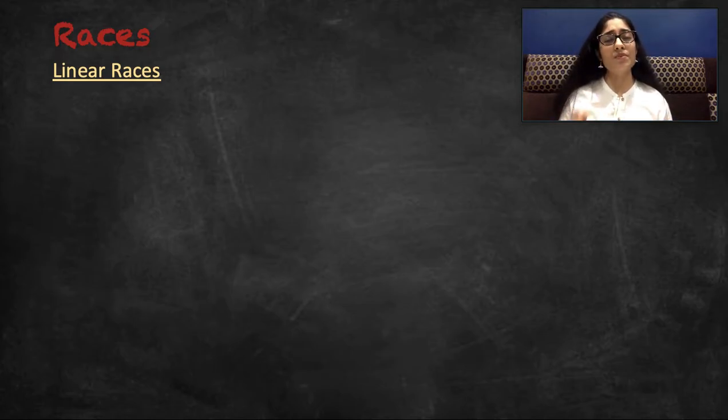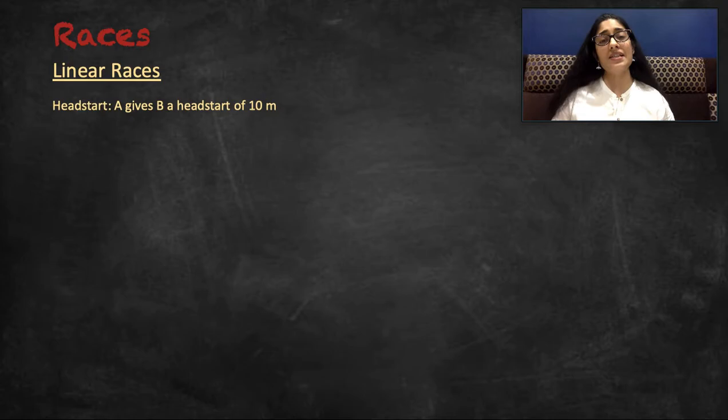Moving ahead to the next concept for today, which is races. Now in races, we are going to discuss two types, linear races and circular races. So beginning with linear races, when you see questions of linear races, you will frequently come across two terms. First is head start. What do I mean by this term?